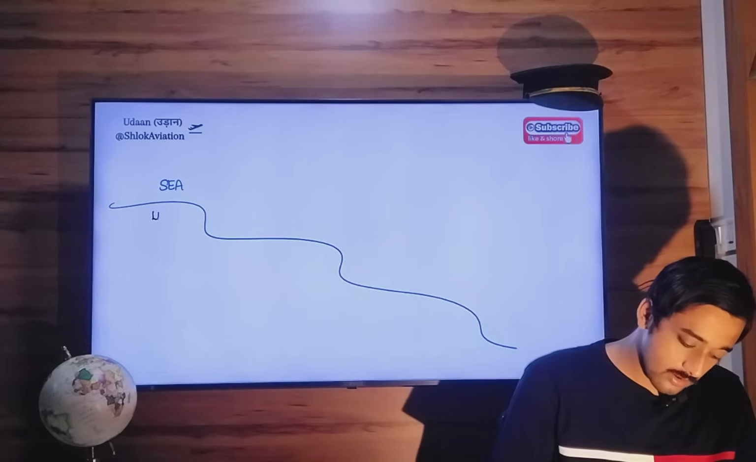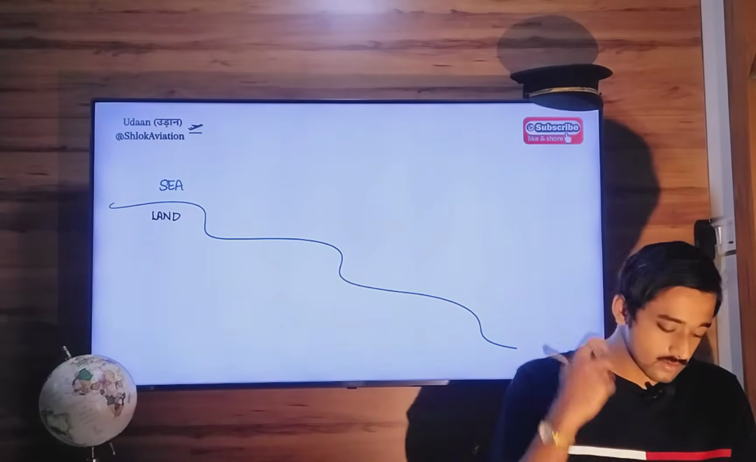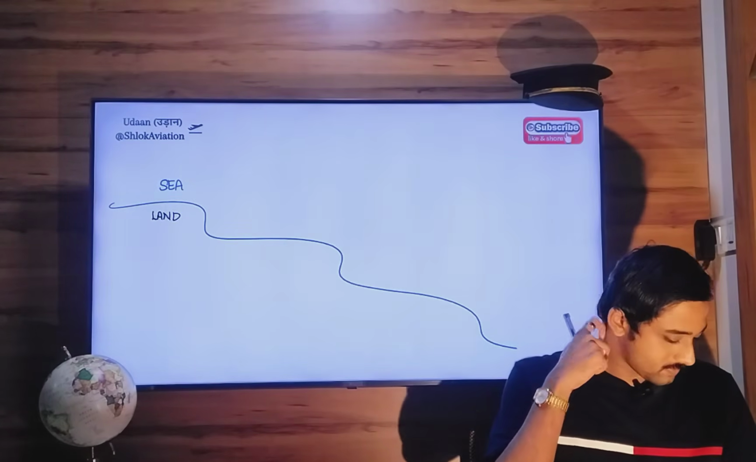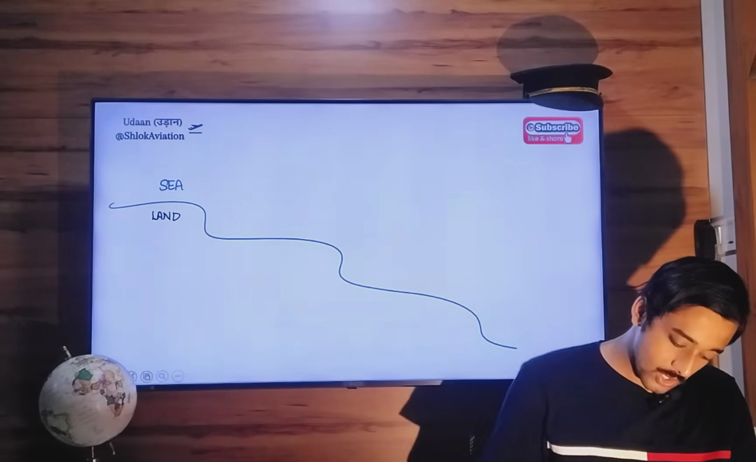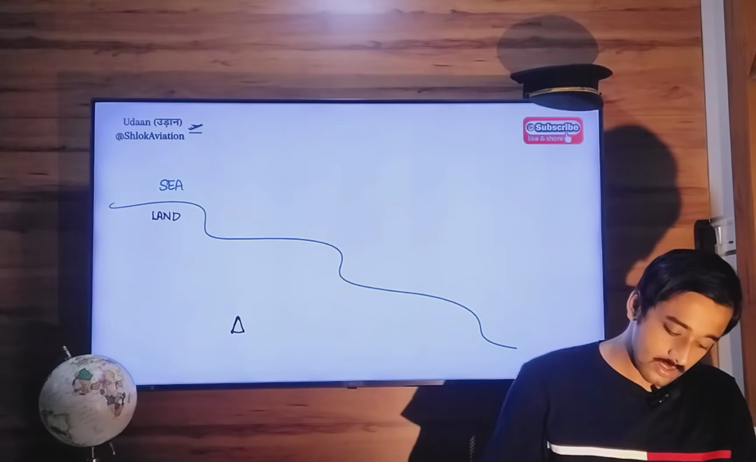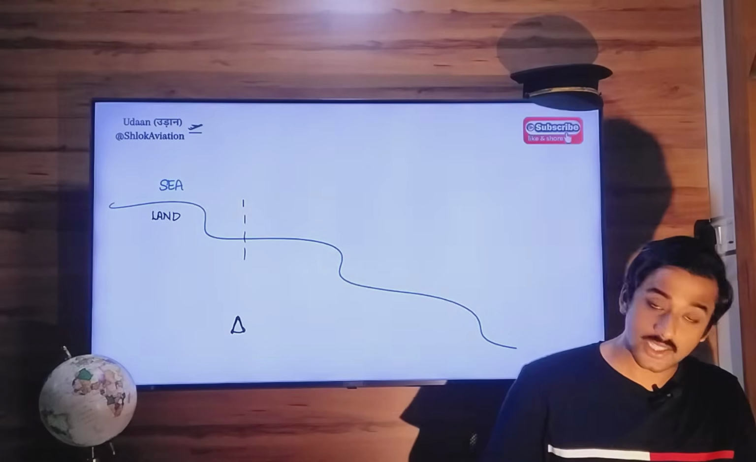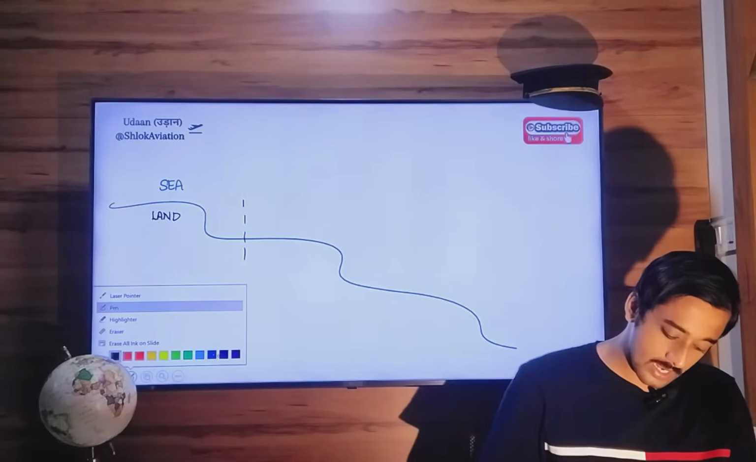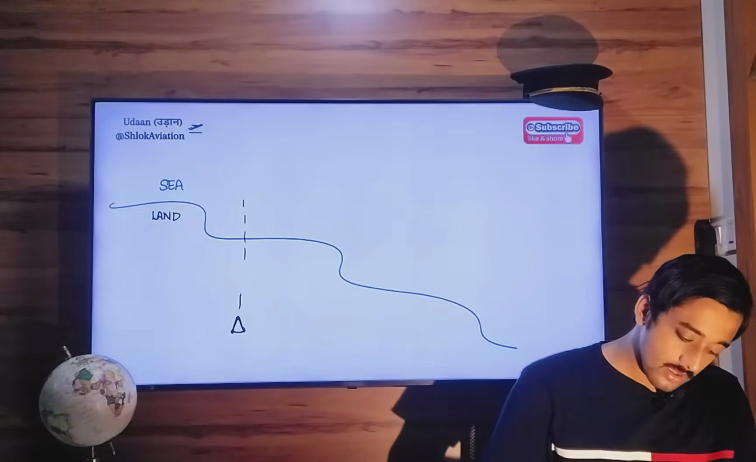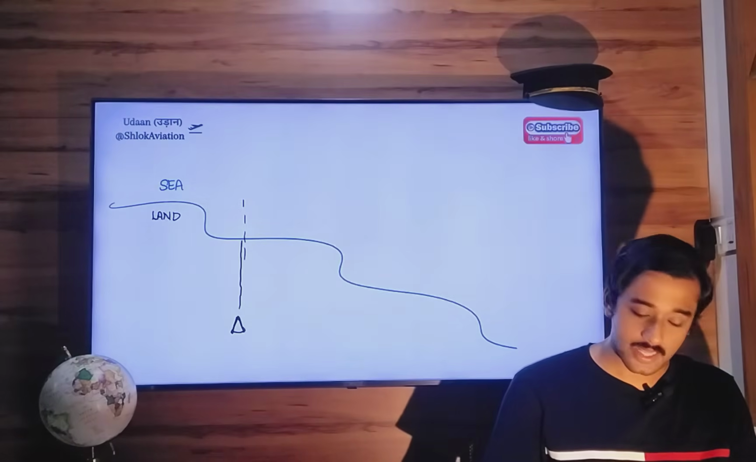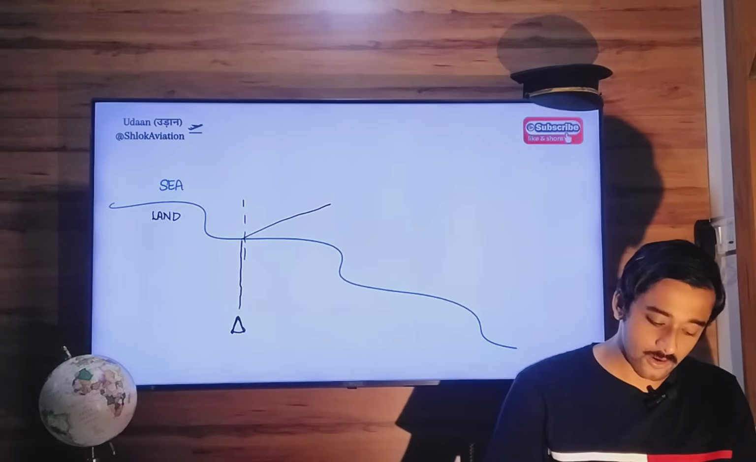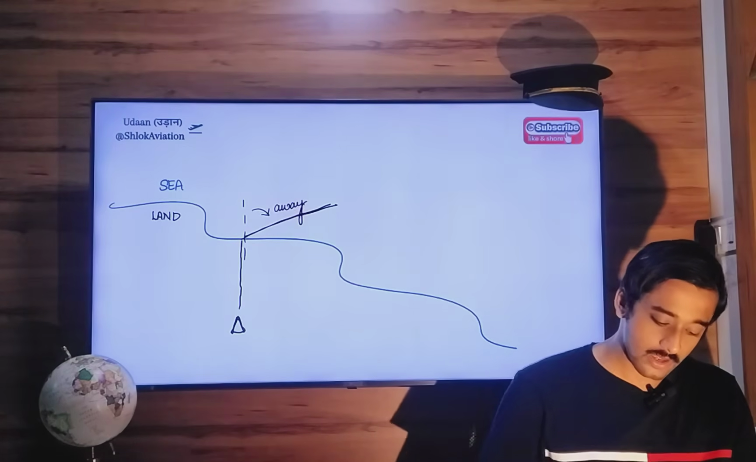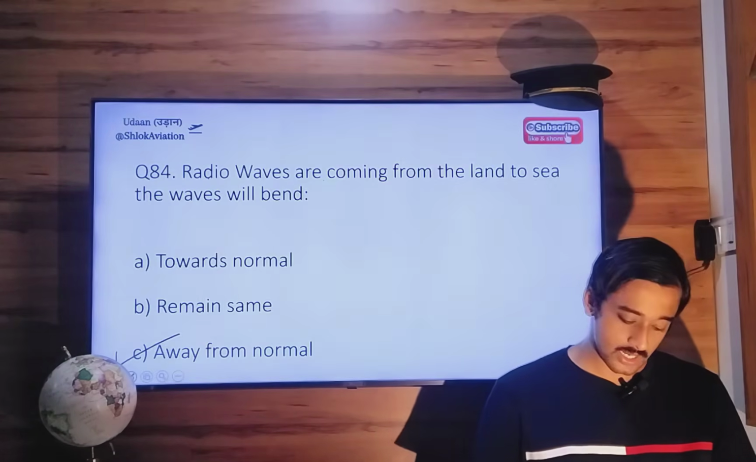This is the land surface. This is your NDB station here. Whenever this NDB transmits a radio signal that travels from the land to the sea, the moment it reaches the coastline, it will refract away from the normal. This is called coastal refraction error.